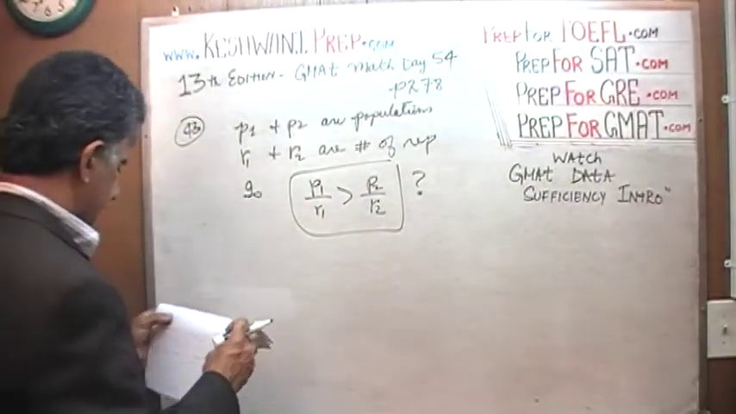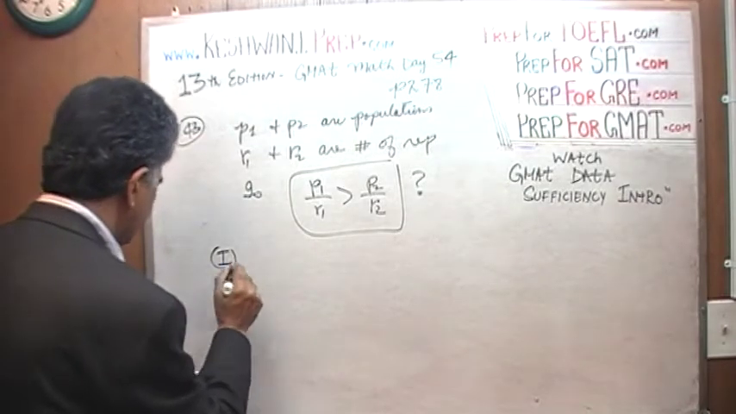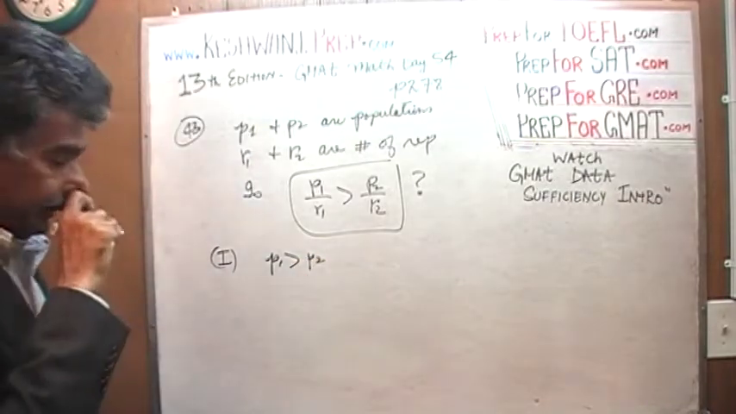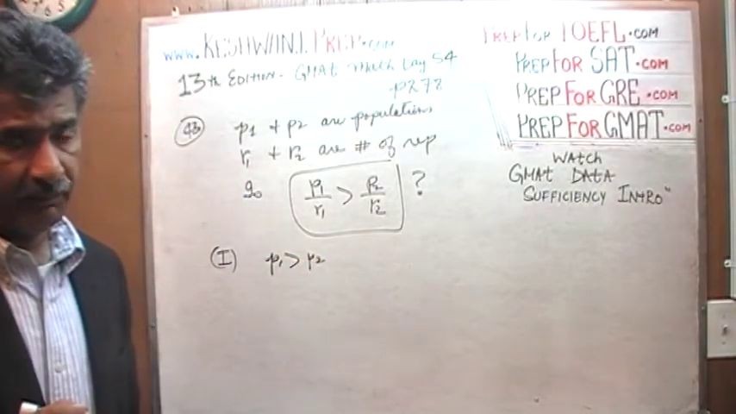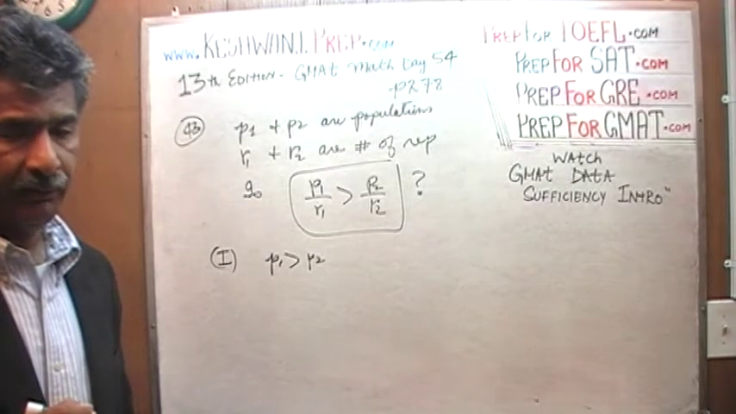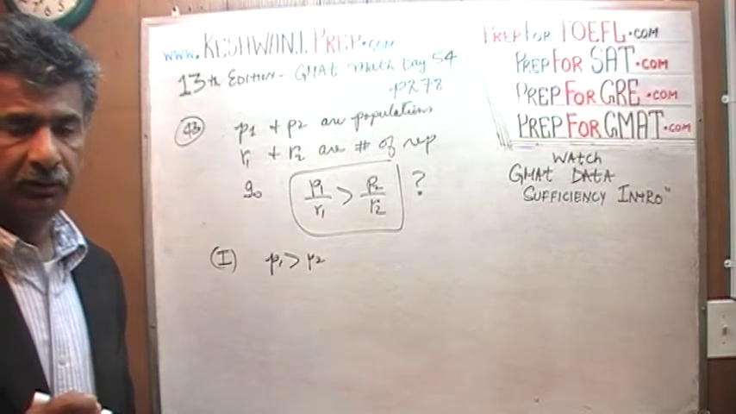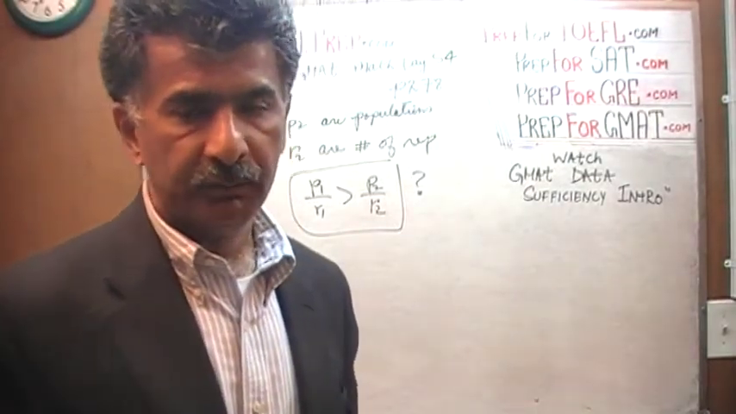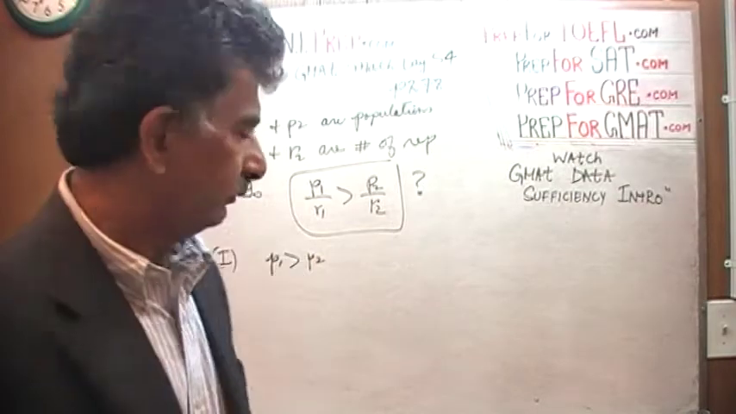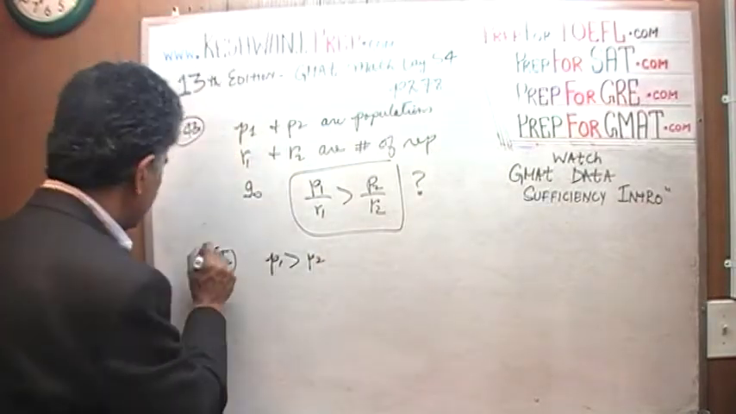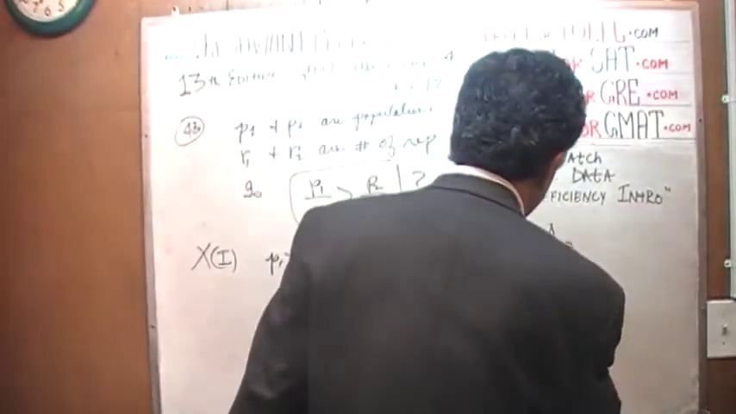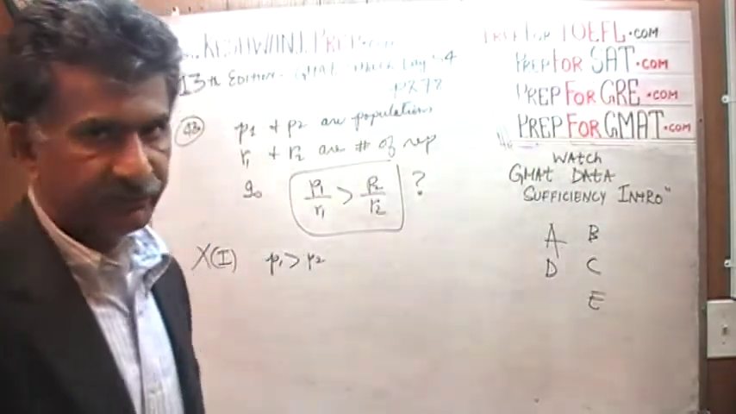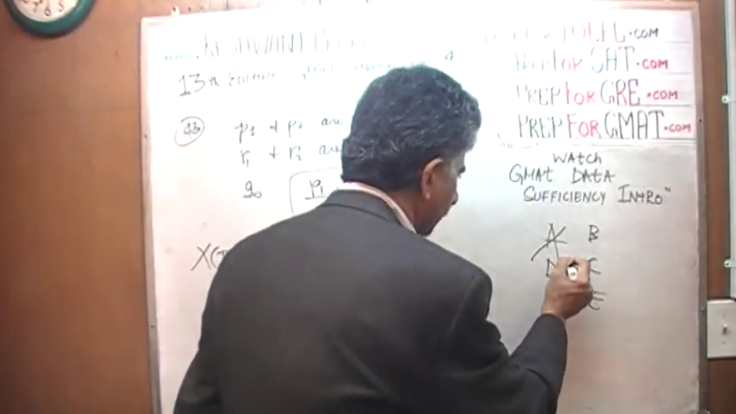Statement 1 tells us that P1 is greater than P2. Well, simply knowing that the population of town 1 is greater than the population of town 2 is not going to enable us to surmise whether or not it has a greater or fewer number of representatives per 1,000 population, because it makes no mention of the representatives. One by itself is not enough. A, D, B, C, E. Since the first statement by itself does not work, the answer cannot be A, nor can it be D.